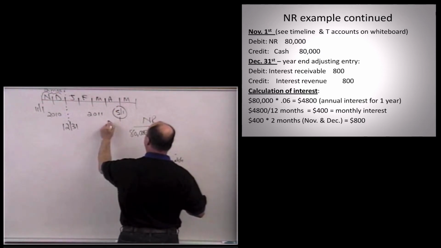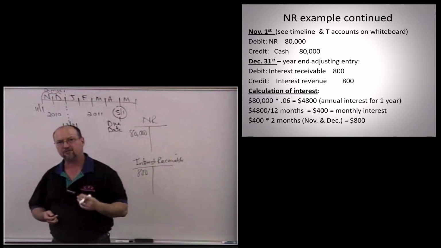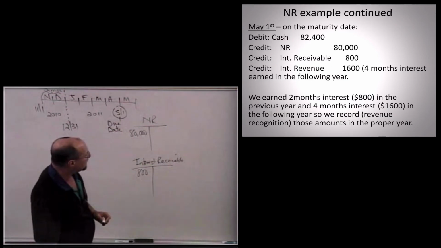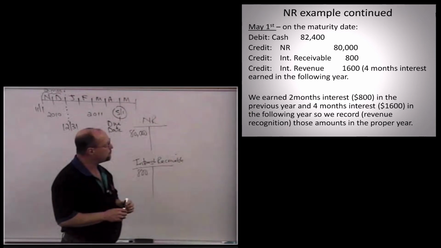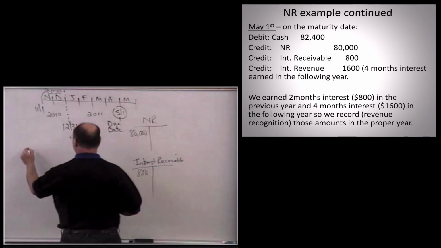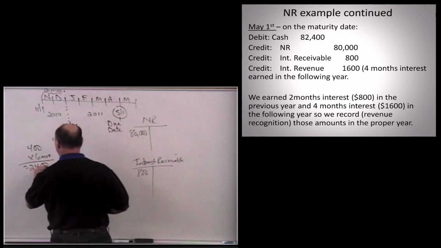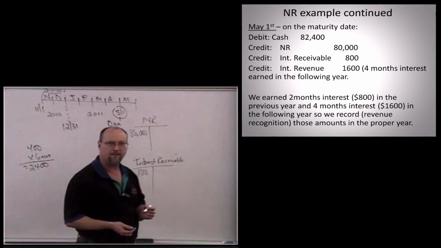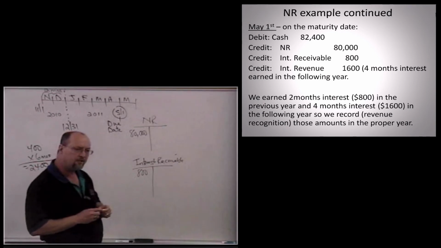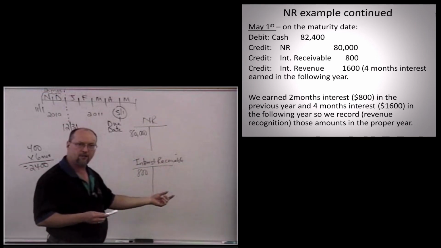And this is our due date. That's when we're going to be paid back the $80,000 loan plus all 6 months' interest. So let's take a look at that. My customer owes me a total of $82,400. $80,000 plus 6 months interest, and $400 monthly interest times 6 months is $2,400. So $80,000 plus $2,400. I debit cash for $82,400.